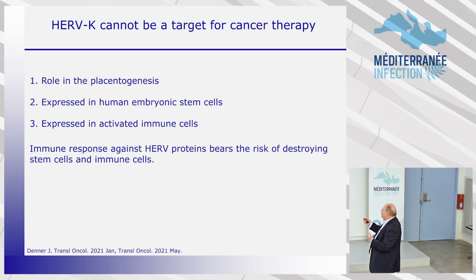But as we showed, it is expressed on human embryonic cells, and this may be dangerous because they may be in different organs. And we also have shown in mice and in pigs that they are expressed in immune cells, and so this may be also dangerous for immune cells if you treat a cancer patient with antibodies against an endogenous retrovirus.